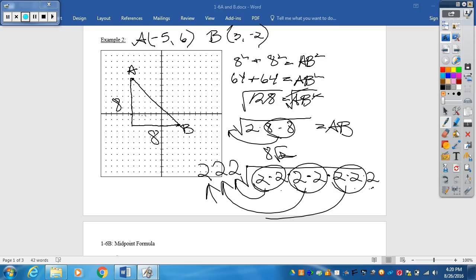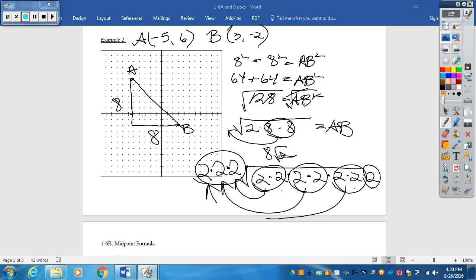Do I add? Do I subtract? Do I multiply? Do I divide? Well, you're going to multiply them. Okay? They're multiplied underneath the radical. They're going to be multiplied when they come out from underneath the radical. So 2 times 2 is 4, times 2 is 8. So here's my 8. Here's my radical 2 that's left underneath the radical. And so as a result, 8 radical 2 there.